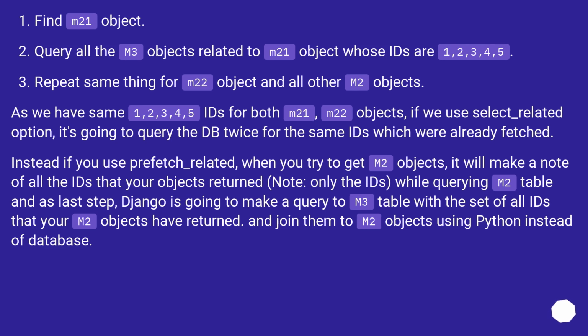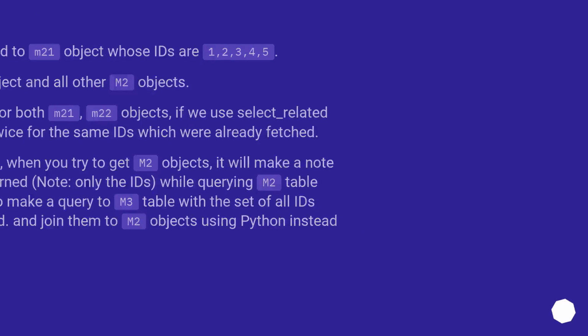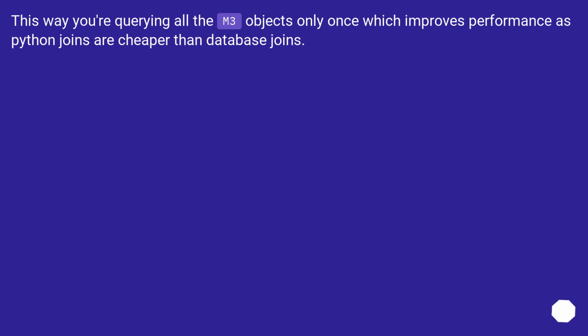Instead, if you use prefetch_related, when you try to get M2 objects, it will make a note of all the IDs that your objects returned, only the IDs, while querying the M2 table. As a last step, Django is going to make a query to the M3 table with a set of all IDs that your M2 objects have returned, and join them to the M2 objects using Python instead of the database. This way you're querying all the M3 objects only once, which improves performance as Python joins are cheaper than database joins.